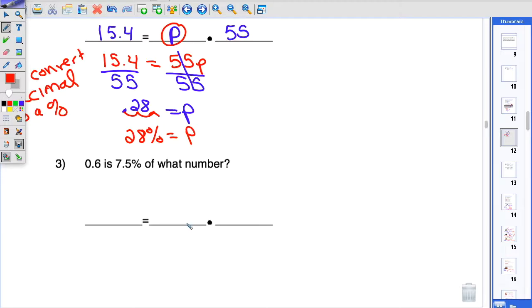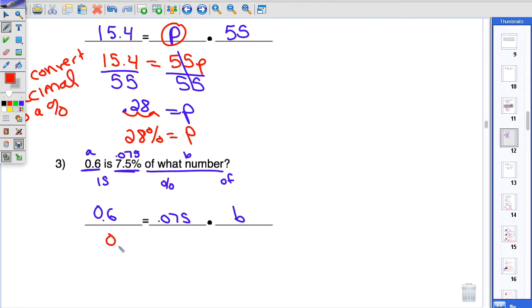Number 3. 6/10 is 7.5% of what number? 7.5% is 0.075. Move your decimal over 2 places to the left. So our percent is going to go in your percent spot, because remember, it is equal to your percent times your of. 0.075 of what number? Well, that's missing, so that's your B. And then our 6/10 is our A.